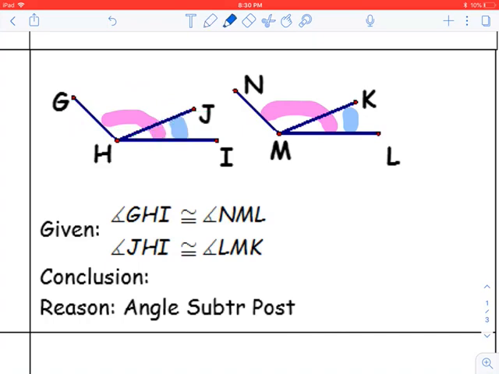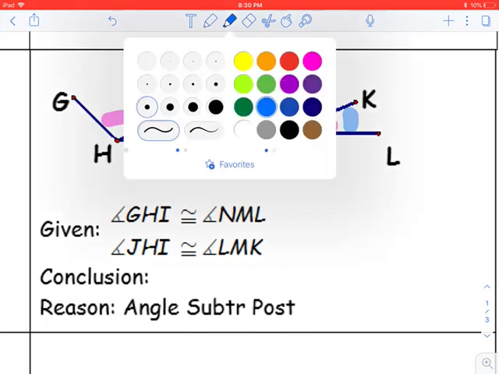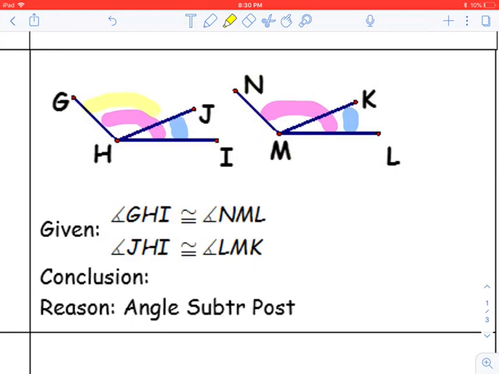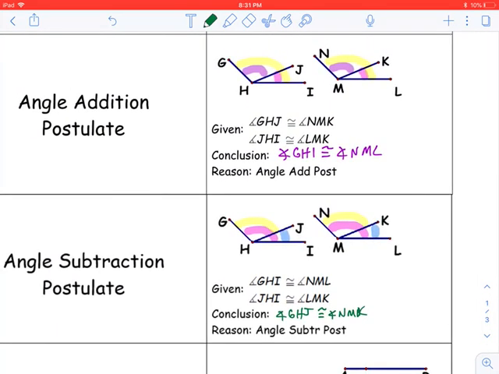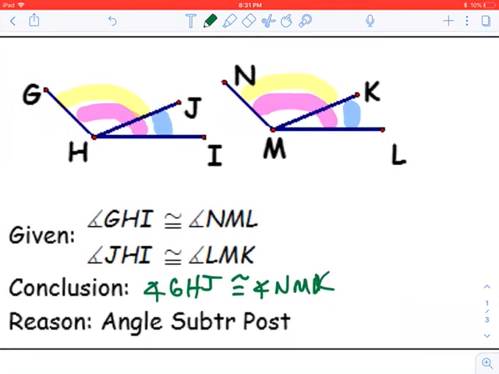Okay, so that would mean the other part in this case is GHJ and NMK. So that's our conclusion: angle GHJ is congruent to angle NMK. That's the angle subtraction postulate, because we subtracted off one part. So in this case, we subtracted this part off and gave what's left.